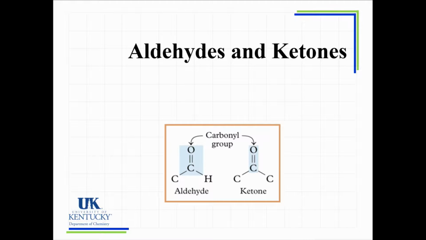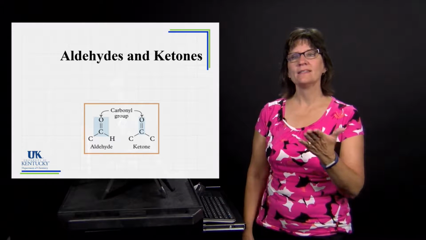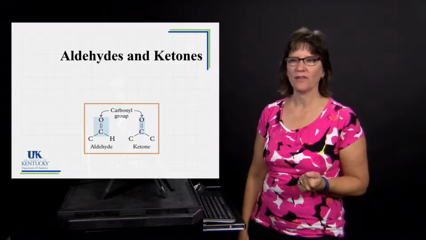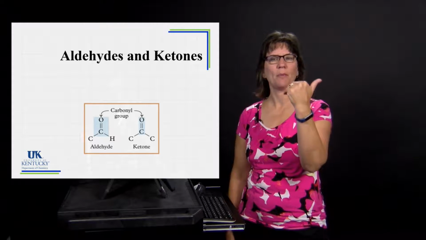All right, we're ready to look at the next functional group, and actually it's two groups. It's aldehydes and ketones. Aldehydes and ketones have this similar group, and we call it a carbonyl group. You see there what's in blue on the screen? The carbonyl group is that C double bond O.